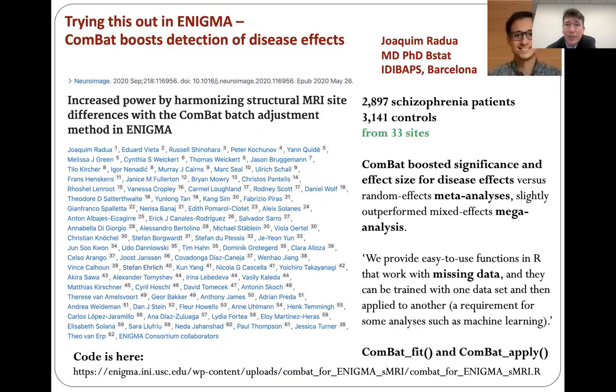So we tried this in ENIGMA. Joaquim Radua, who's shown here, looked at schizophrenia patients and controls, how big the disease effect is in this case on cortical morphometry, the thickness of gray matter in the cortex. And he found that using ComBat boosted the significance and also the effect size of the disease effects because it eliminated some confounding variance, the effects of site and scanner. And he also improved the basic ComBat with new and easy to use functions that cope with missing data, and also let you run ComBat on a training data set and apply it to another data set, which is an independence requirement in machine learning.